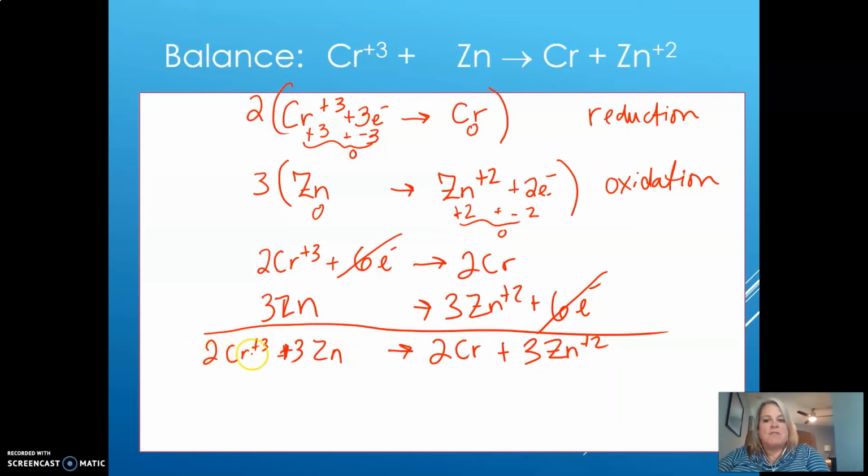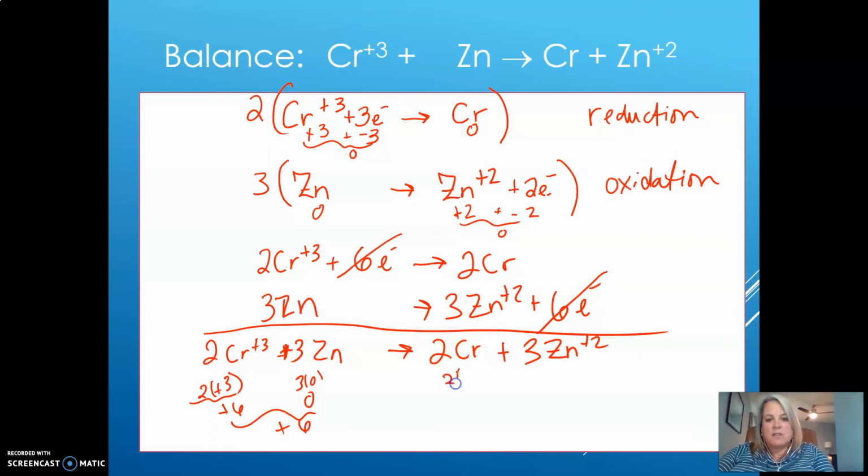I look at the charge, and when we do the charge, we have to multiply by the coefficient, because this means I have 2 chromiums at plus 3. So that's 2 times plus 3, right? That's a total of plus 6. Here is 0, so 3 times 0, right? That's just 0. So my total charge on this side is plus 6. That means my total charge on the other side also has to be plus 6.